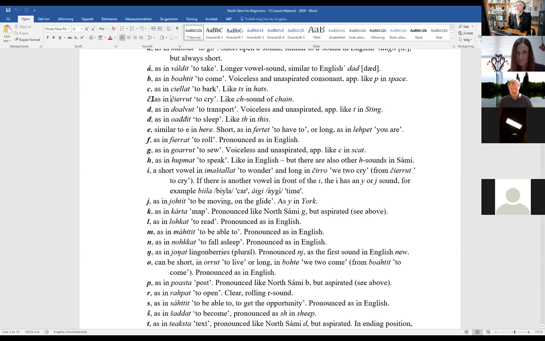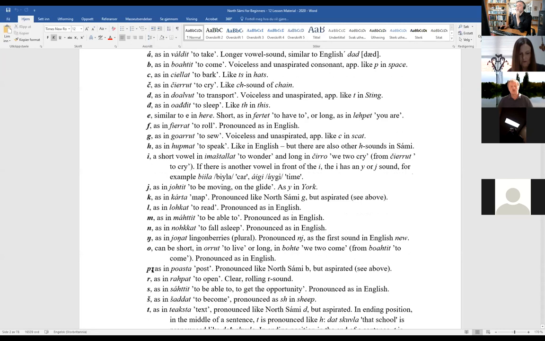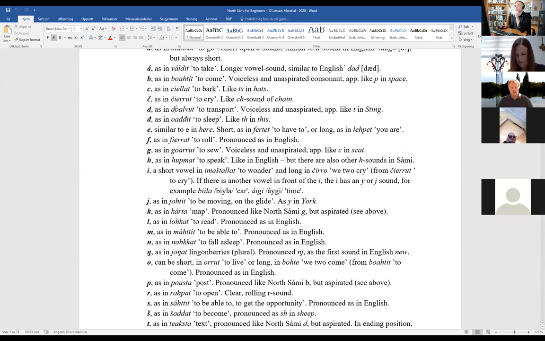And then we have che, as in cheerut. Cheerut, to cry, like chain in English. And then we have de, like in toalvut. And D and T are similar, in the same place and similar sounds. Like in this, oavit.